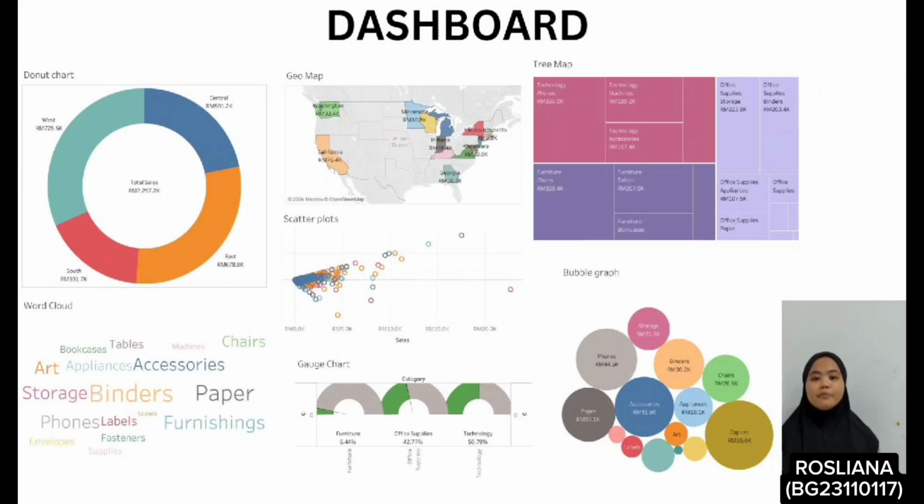The dashboard above shows 7 types of different charts that consist of donut chart, geomap, scatter plot, word cloud, gauge chart, tree map, and bubble graph. Each of these charts represents different types of data to help in better understanding by comparing a variety of data simulations.